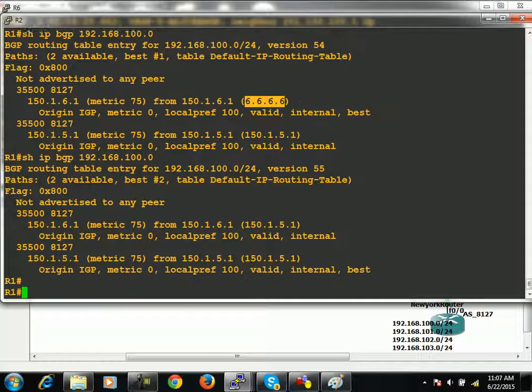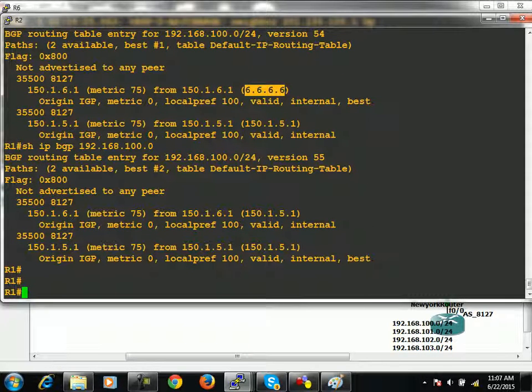And now you can see that best is via R5 because R5 is having lower neighbor address than R6, and it cannot be same. Two different neighbors cannot have same IP addresses. Can they have? No.